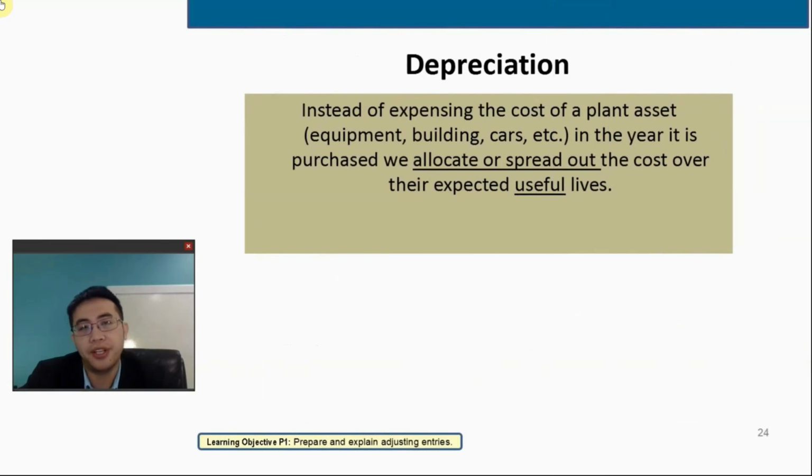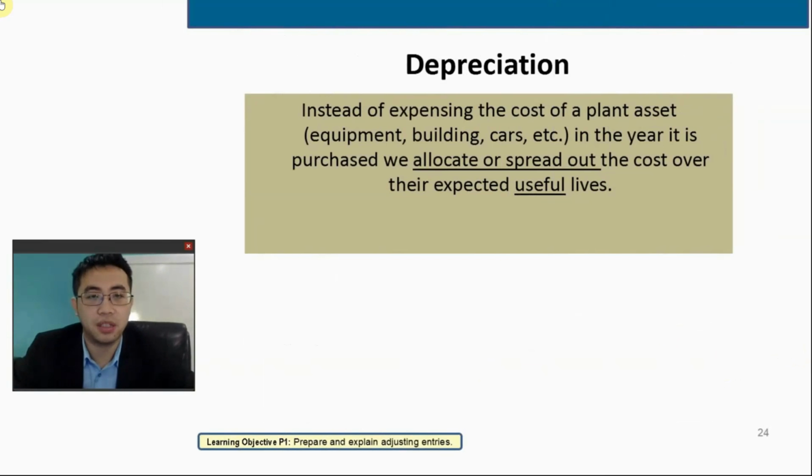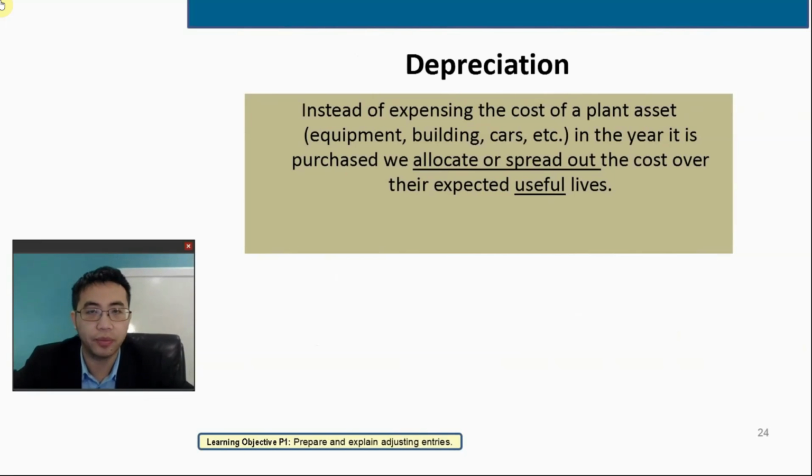Depreciation. Well, depreciation is a very important topic for this accounting class. Instead of expensing the cost of a plant asset all at once, we just allocate the expense across its useful life, or useful years. So we're talking about a building. You buy the building for $100,000, and then you sell the building for $20,000. So the total depreciation is $80,000, and you're going to spread out and allocate this $80,000 across its useful years.